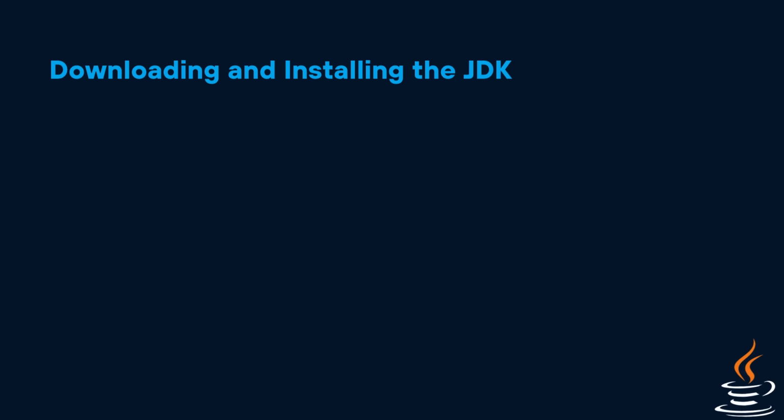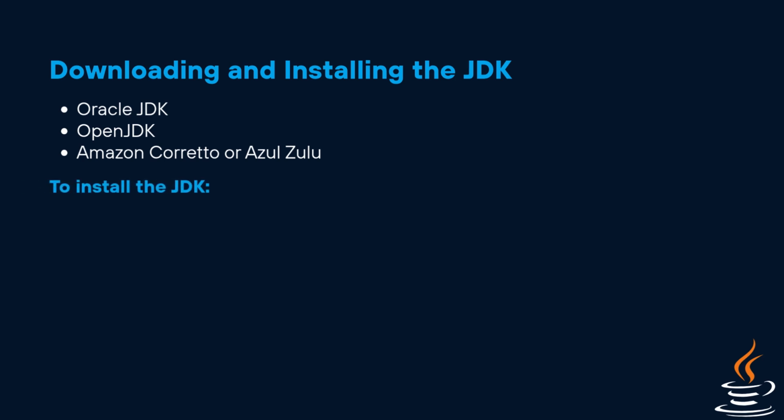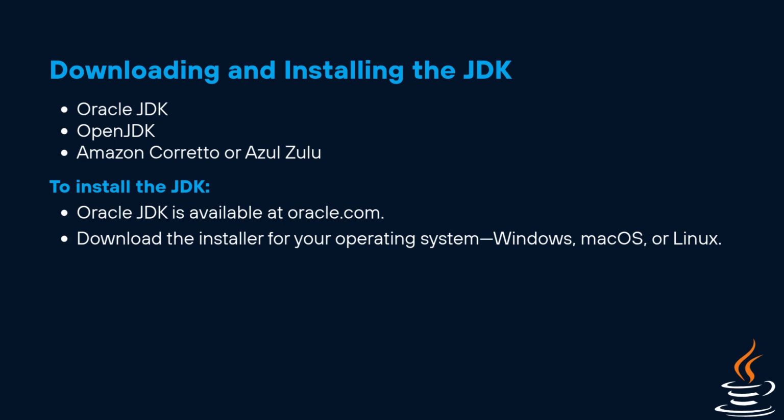There are several JDK options you can choose from: the official Oracle JDK, OpenJDK, which is open source and free, or other distributions like Amazon Corretto or Azul Zulu. Any of these work fine for learning Java. To install the JDK, go to the website of your chosen JDK. For example, Oracle JDK is available at oracle.com. Download the installer for your operating system, Windows, macOS, or Linux. Run the installer and follow the instructions.